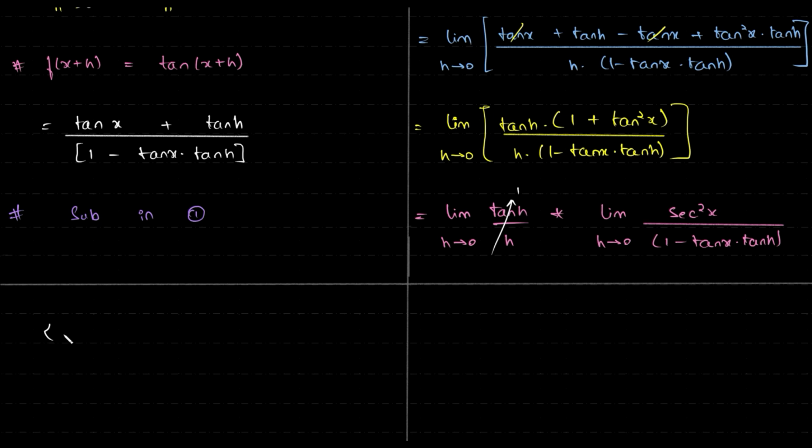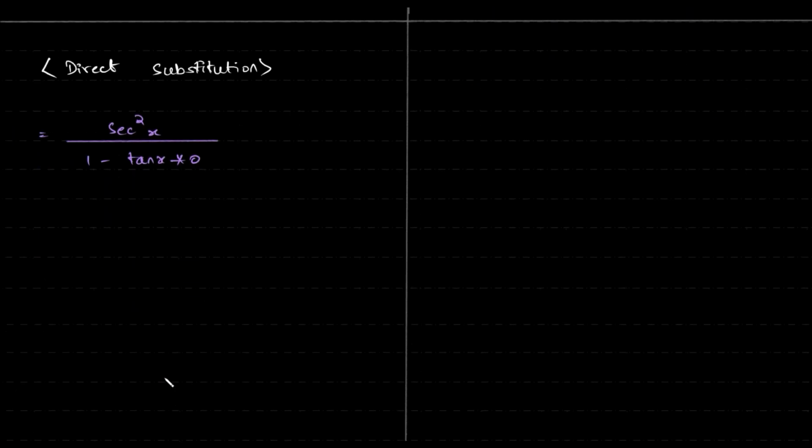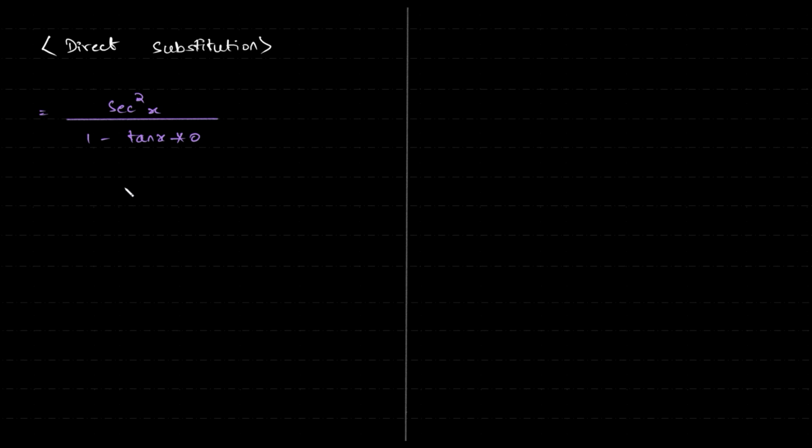So here we'll be doing direct substitution, and we have secant square x, this entire thing divided by 1 minus tan of x into 0. So clearly this is 1 in the denominator. So final answer will be f prime of x is equal to secant square x.